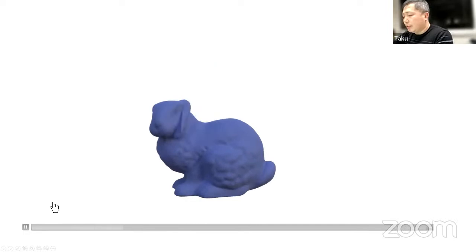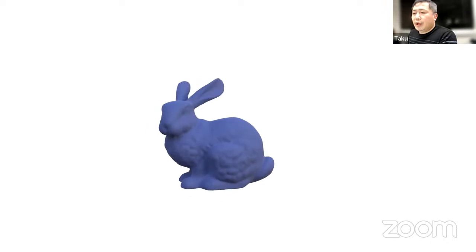Let me quickly show some examples of using this for simulating this deformable bunny. And also here's another example. This is the same example, sorry. And this is another example.